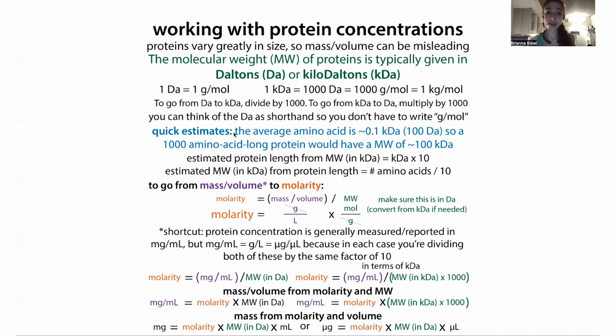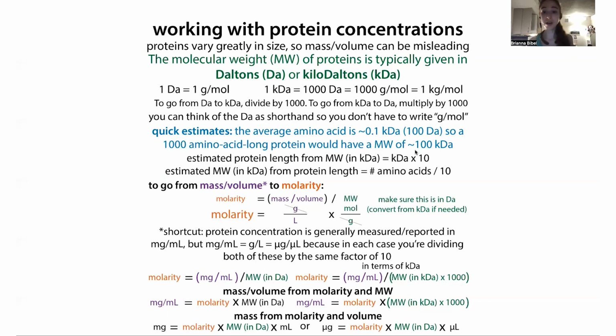So if you had a 1,000 amino acid long protein, you would have a molecular weight of about 100 kilodaltons. Well, remember that we could write this as 100,000 Daltons. But you can see here that 100 is a lot nicer to work with than 100,000, and so kilodaltons often come in handy. We can also go the other direction. So if we had a protein that was, say, a certain number of kilodaltons, then we can multiply that by 10 to get the estimated protein length.